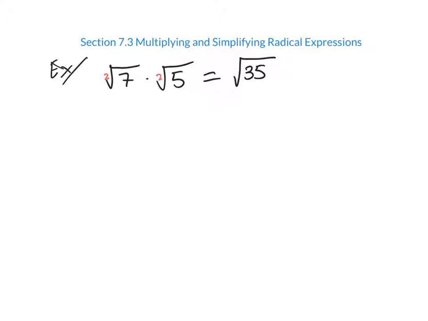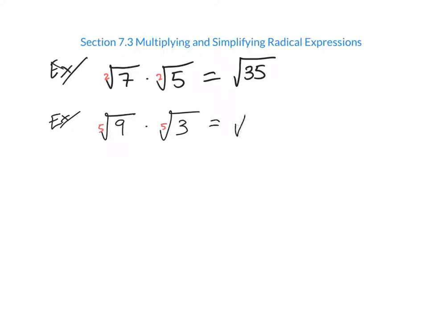Let's just make sure this is clear. Notice, it doesn't matter what your index is as long as the indices are the same. Let me put some numbers in here. That's a 5, that's a 5. Awesome. So now we can multiply what's on the inside, which is called our radicands.